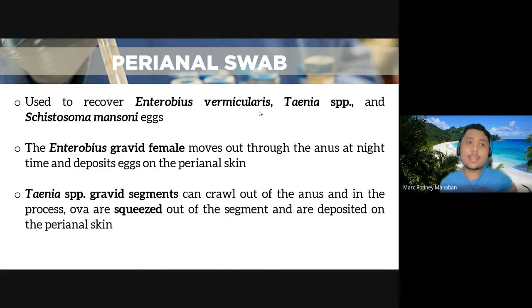Now, it could be that during defecation or bowel movement, it can get caught and stay there. It could stick to your anal folds by its spine. So it can be seen in your perianal swab. Okay, so these are the parasites that can be recovered in your perianal swab.